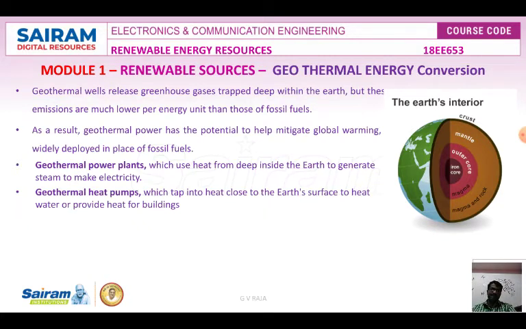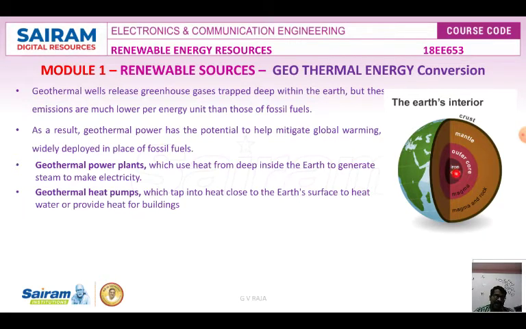Geothermal wells release few greenhouse gases. Geothermal power has the potential to help mitigate global warming if widely deployed in place of fossil fuels. Geothermal power plants use the heat from deep inside the earth to generate steam to make electricity. Geothermal heat pumps tap into the heat close to the earth's surface to heat water or provide heat to buildings.